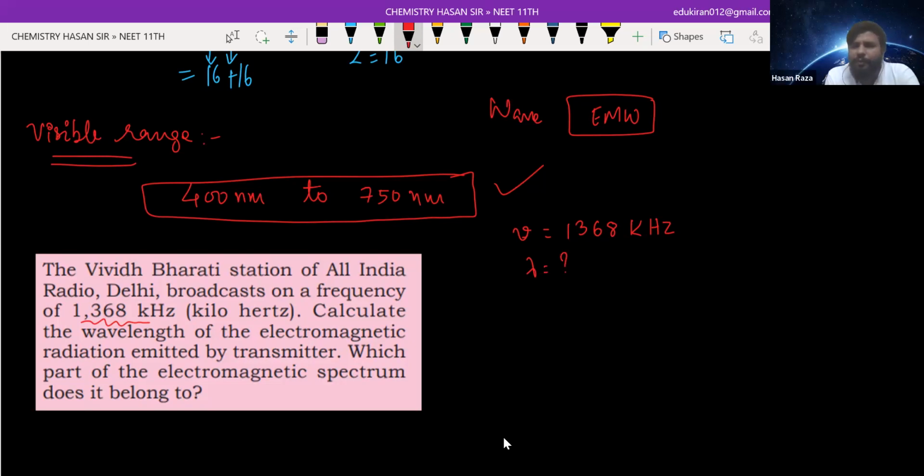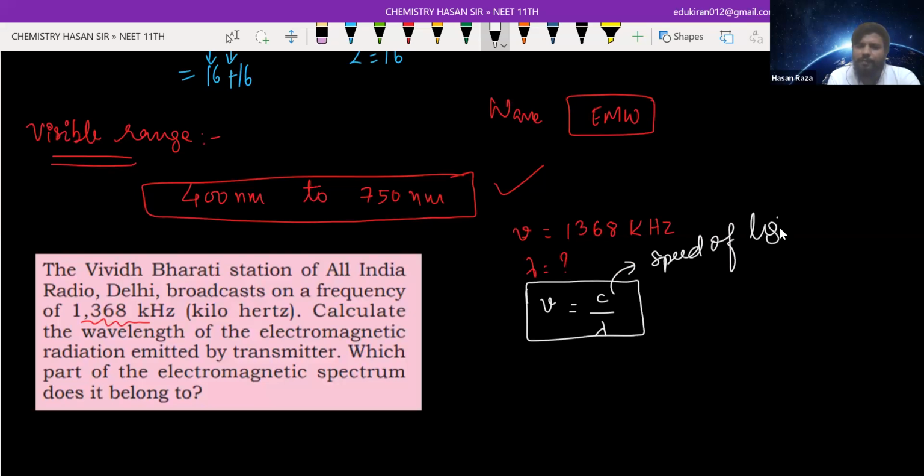So you have to remember some of these things. I will tell you how to remember them. Okay. So what you need to do, lambda you need to calculate. There is a relation nu is equal to c by lambda. Have you studied this? Yes, sir. So c is what? C is your speed of light, and the speed of light is basically 3 into 10 raised to the power 8 meter per second.